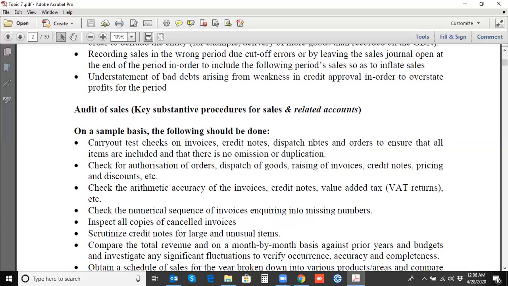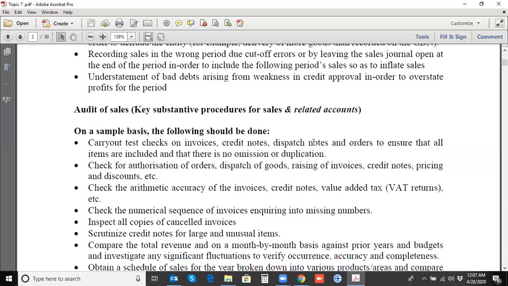It is also very important that you check for authorization of orders, dispatch notes, raising of invoices, credit notes, pricing, and discounts. Authorization of orders, first of all, makes sure that all orders that are being shipped out have been approved by the organization or by the company. Authorization of dispatch of goods is a control. I'm trying to make sure that what has been ordered and confirmed is what is leaving the warehouse.